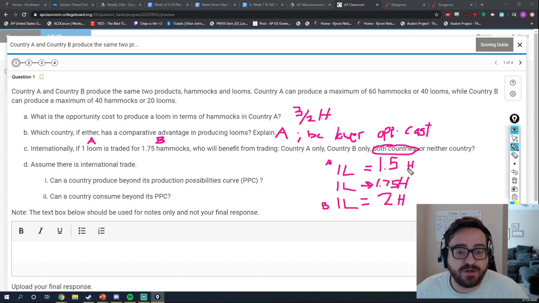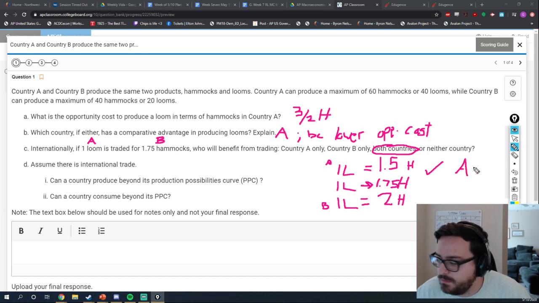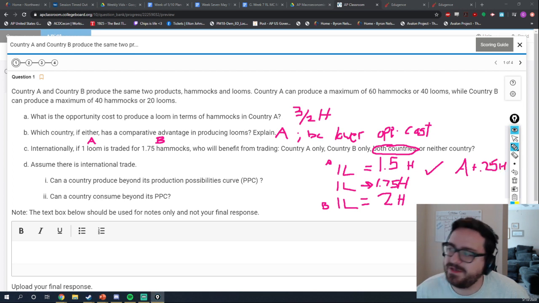So 1 for 1.5, there's your basic setup. That's theirs on their own. In this trade, they're giving one loom to country B, and country B is going to give them 1.75 hammocks. Well, that's a lot better, right? They're getting 0.25 more than before, right? Country A is going to get plus 0.25 hammocks. They're getting plus 0.25 more than before, right?